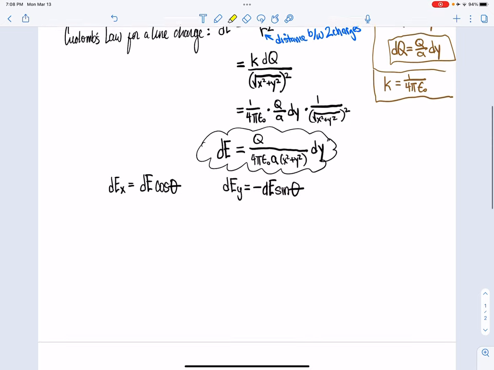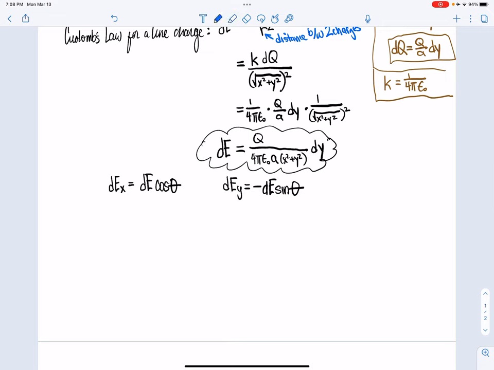All right, so let's make sure we write that down, for side mission number 3: cosine of theta is equal to x over square root of x squared plus y squared, and sine theta is equal to y over square root of x squared plus y squared. Okay? So now let's plug those values in, all right?